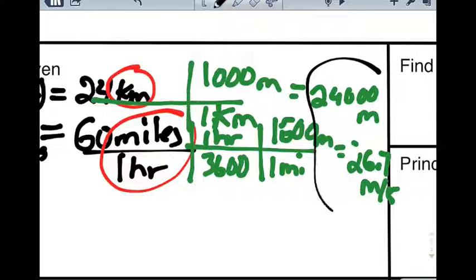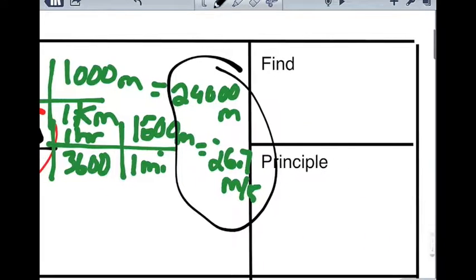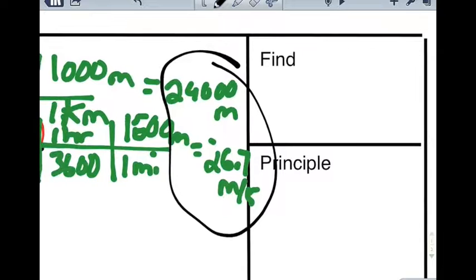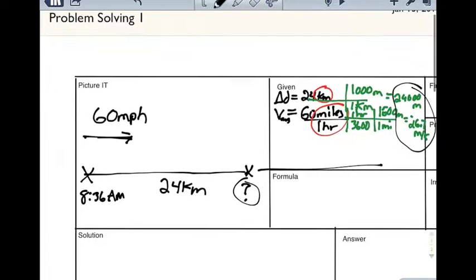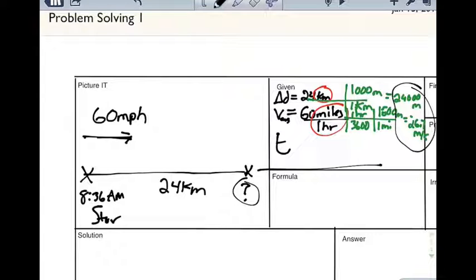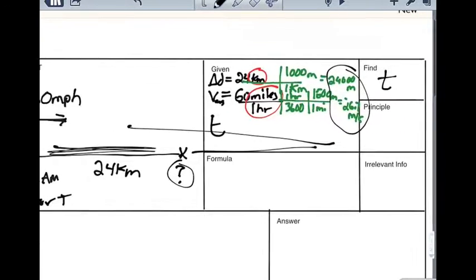So now I have my values in the appropriate units. They're both in standard units of meters and meters per second. So that's one thing you've got to watch out for. So now when we look at the find, what are we trying to find here? You're actually trying to solve for the time. And a lot of people may say, well, wait a second. You're given a time. You have a time of 8:36 a.m. You do, but that's actually just what time you start. Okay, you don't actually know how long the journey is. And so that time is just kind of a reference point for you to add how long the trip takes. So you're not actually trying to use that particular value at this point.